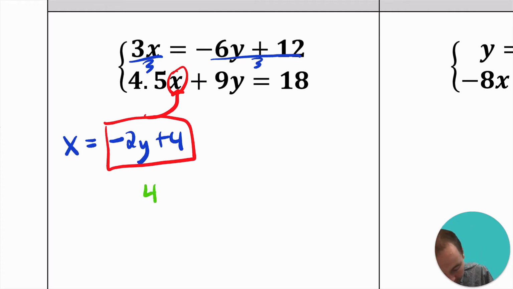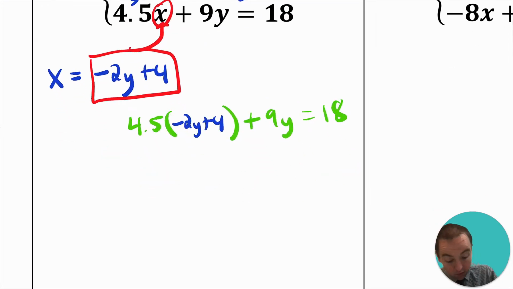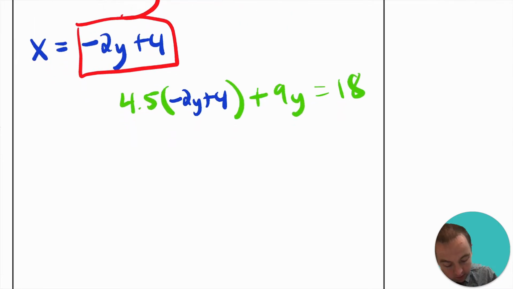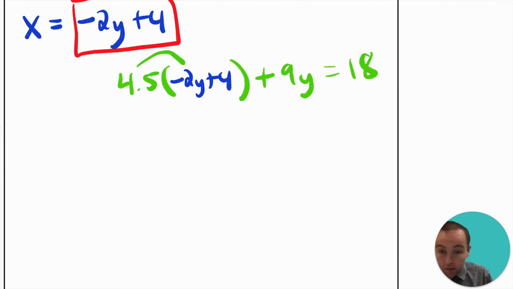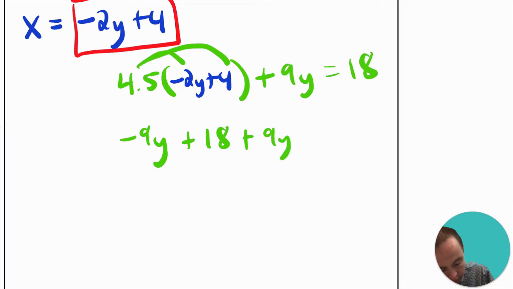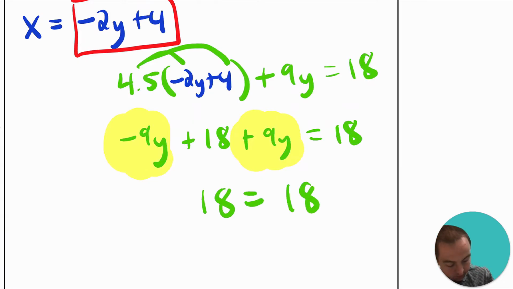So that means I'm going to take 4.5x plus 9y equals 18, use that equation, but substitute the negative 2y plus 4 into that. So now we can solve for y in this green equation, do a little bit of distribution. 4.5 times negative 2 is negative 9y, and 4.5 times 4 is 18, plus 9y is equal to 18. We do have like terms on the same side of the equal sign right there. Negative 9y plus 9y is equal to 0. So really we have 18 plus 0, which is 18 on that side, and 18 equals 18.